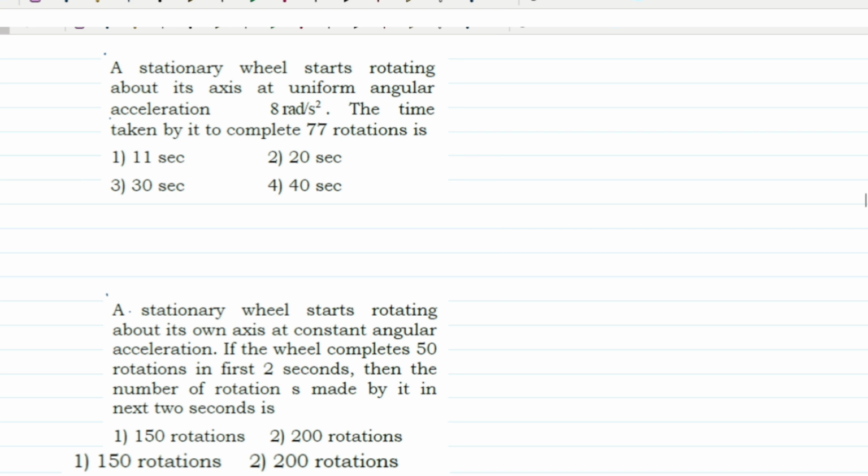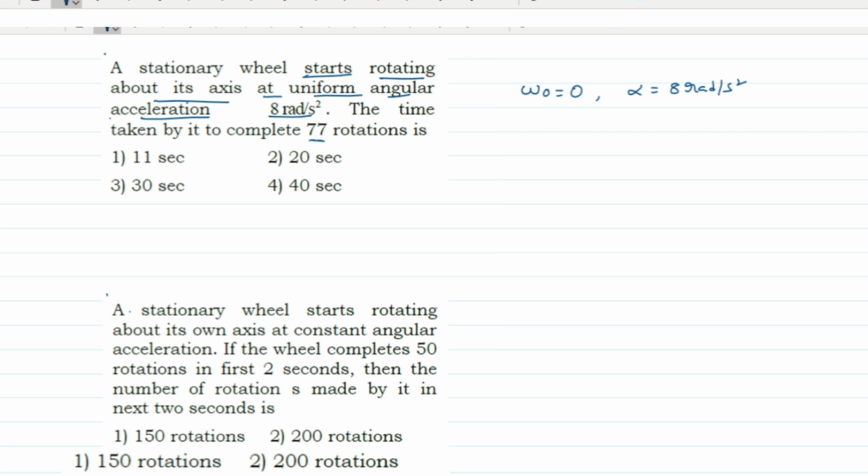a stationary wheel starts rotating about its axis at uniform angular acceleration of 8 radian per second square, it's given. So here it starts rotating, in the sense initial angular velocity you have to consider as 0. And here alpha is given as 8 radian per second square. The time taken to complete 77 rotations, the n value is given.